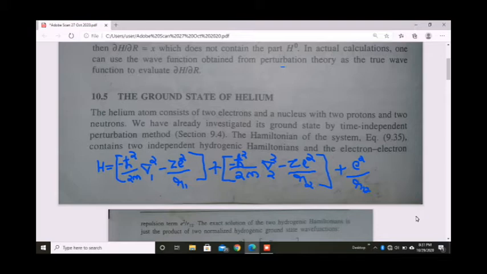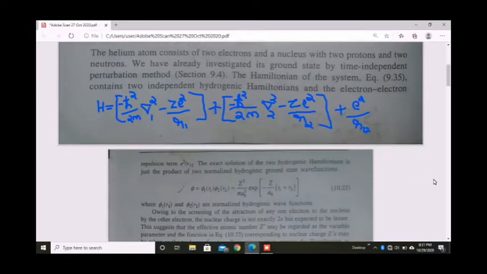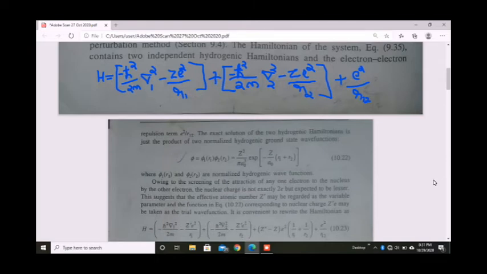The Hamiltonian for the helium atom contains 2 independent hydrogenic Hamiltonians. A hydrogenic Hamiltonian means it consists of 1 electron and 1 proton. That way we have 2 electrons and 2 protons, so consider it as 2 independent hydrogenic Hamiltonians. This is the Hamiltonian equation.